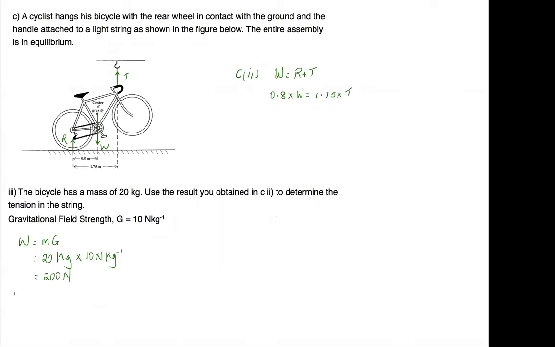So we just want to take the weight and substitute it into the equation we chose. So substitute W into the chosen equation. What we will get is 0.8 times 200 equal to 1.75 times T. So we see that we only have one unknown, and so we can solve for what T is. So 0.8 times 200 is 160. So 160 is equal to 1.75 times T.